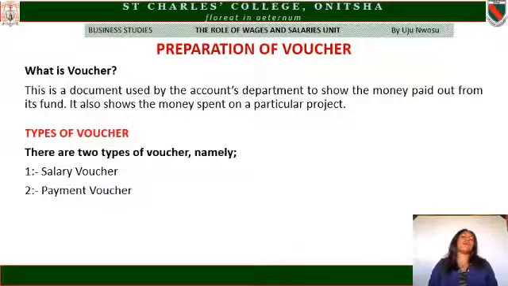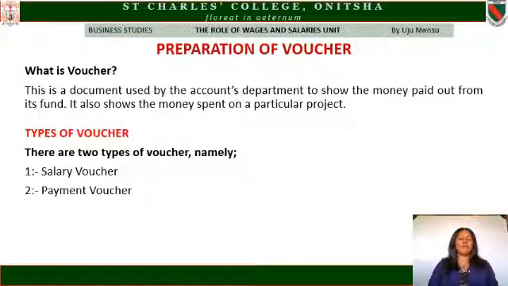If the accounts department made such payments to the worker, a voucher will equally be issued to him because it is their evidence that such worker received that particular amount of money. Is that clear? Good. Let's look at the types of voucher.